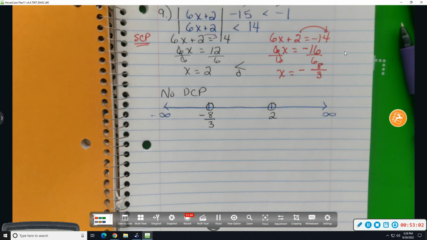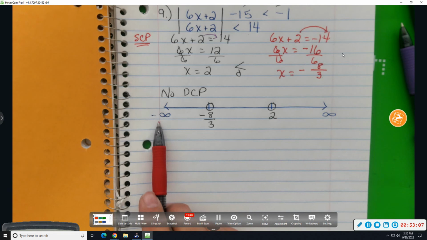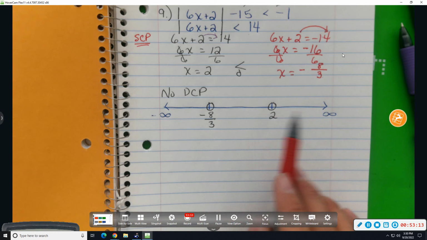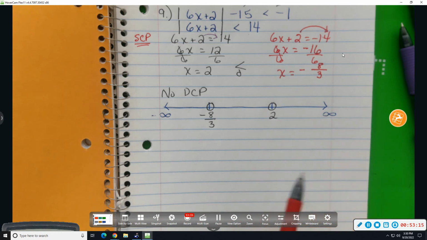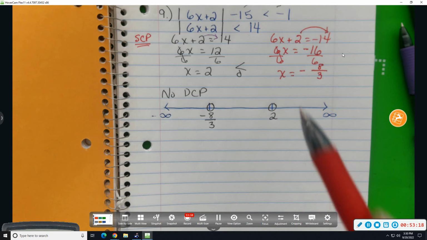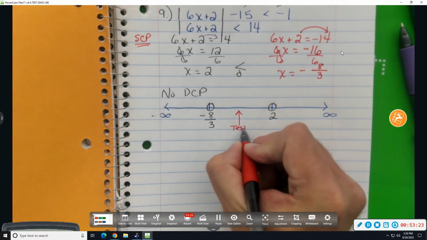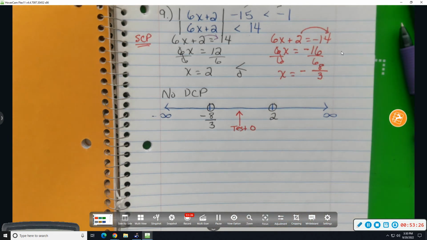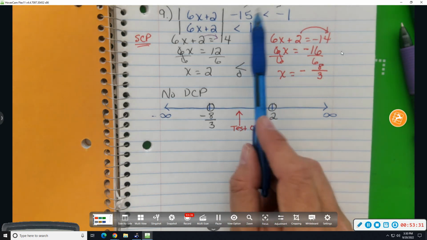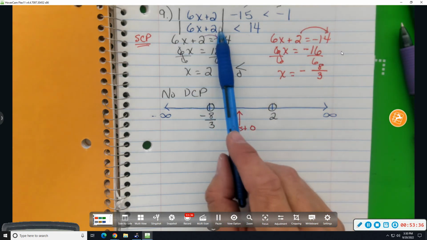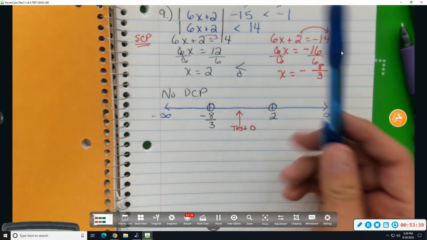Now, what number do I want to test? 0. Where would 0 lie? Between two negatives, between a negative and a positive, or between two positives? 0 is always between a negative and a positive. So I'm testing 0 by plugging it into, I think I'm going to use this one. If you want to use the first one before you move the 15, okay, but we could use just the one that has absolute value less than 14.